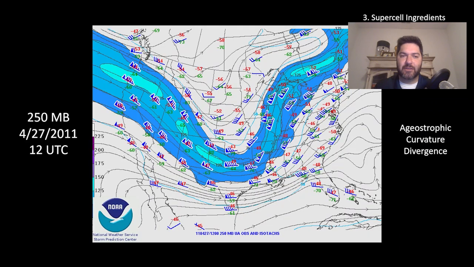In this particular view, here's 250 millibars. We typically look for this at the highest levels of the atmosphere, near the tropopause. You can see here the trough coming in, the negative tilt, and the area between the trough and this ridgy feature. You might expect a little bit of ageostrophic curvature divergence happening in these areas.